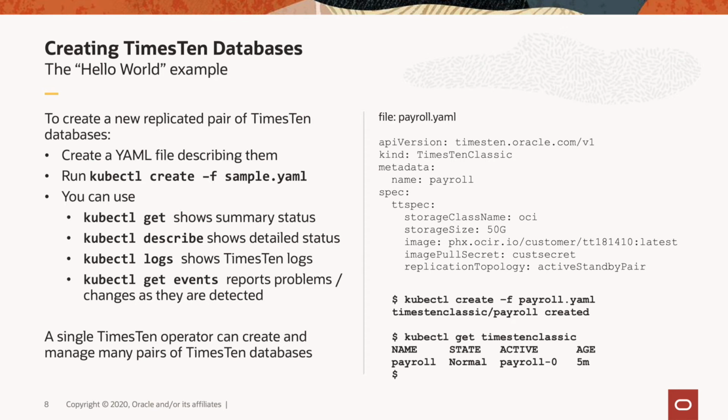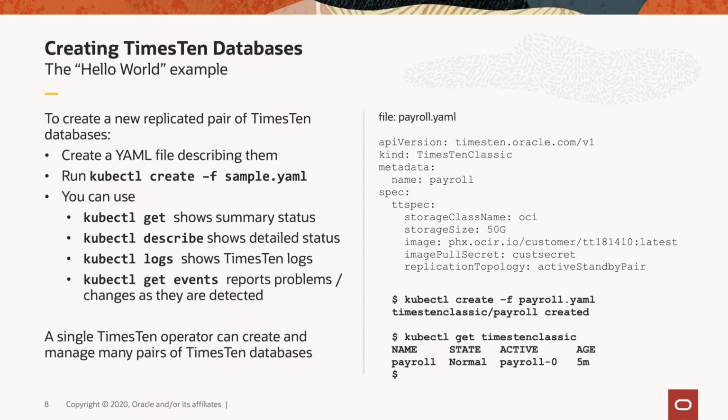So let's walk through a real simple example of creating a pair of TimesTen Classic databases. This is the simplest hello world example we could possibly do, right? First of all, we're going to start with a configuration file. On the right side of the screen, you see a very simple file called payroll.yaml. We're going to use that to create an object in Kubernetes of type TimesTen Classic called payroll. We're going to allocate 50 gigabytes of storage to hold the database inside of it. And there's a little bit more information there, but that's the basics that you have to specify.